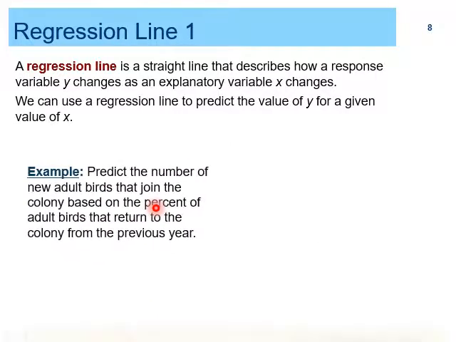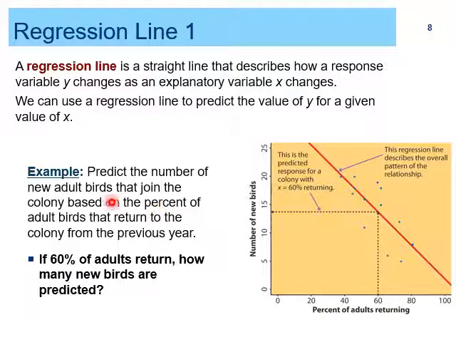So we are going to do an example. It's saying predict the number of new adult birds that join the colony based on the percent of adult birds that return to the colony from the previous year. The question is now, if 60% of adults return, how many new birds are predicted? So on the x-axis, that is our explanatory variable, we know the percent of adults returning, and on the y-axis there is the number of new birds. For that we got this regression line, and this describes the overall pattern of the relationship.